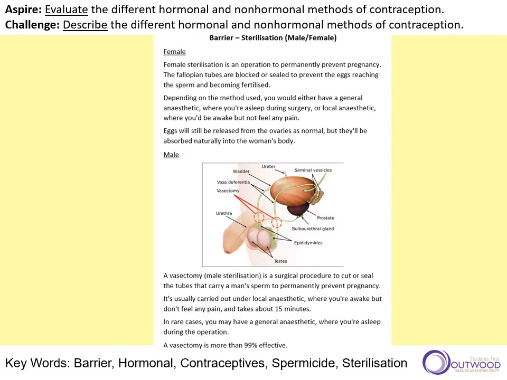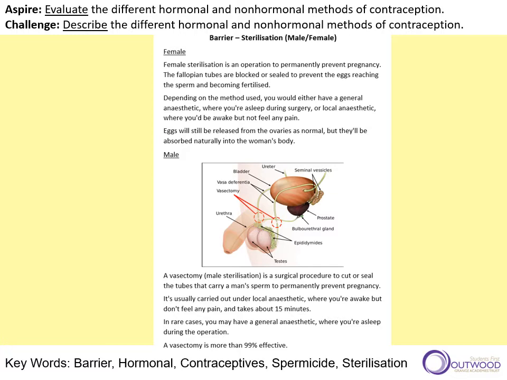Female sterilisation is an operation to permanently prevent pregnancy. What happens is the fallopian tubes are blocked or sealed to prevent the eggs reaching the sperm and becoming fertilised. So they just block them. Depending on the method used, you would either have a general anaesthetic, so they'd put you to sleep, or a local one, where you'd still be awake but you won't feel any pain, and they just do it in the local area. Eggs will still be released from the ovaries as normal, but they'll be absorbed into the woman's body. And therefore, they will never reach the sperm, and the sperm can never reach the egg.